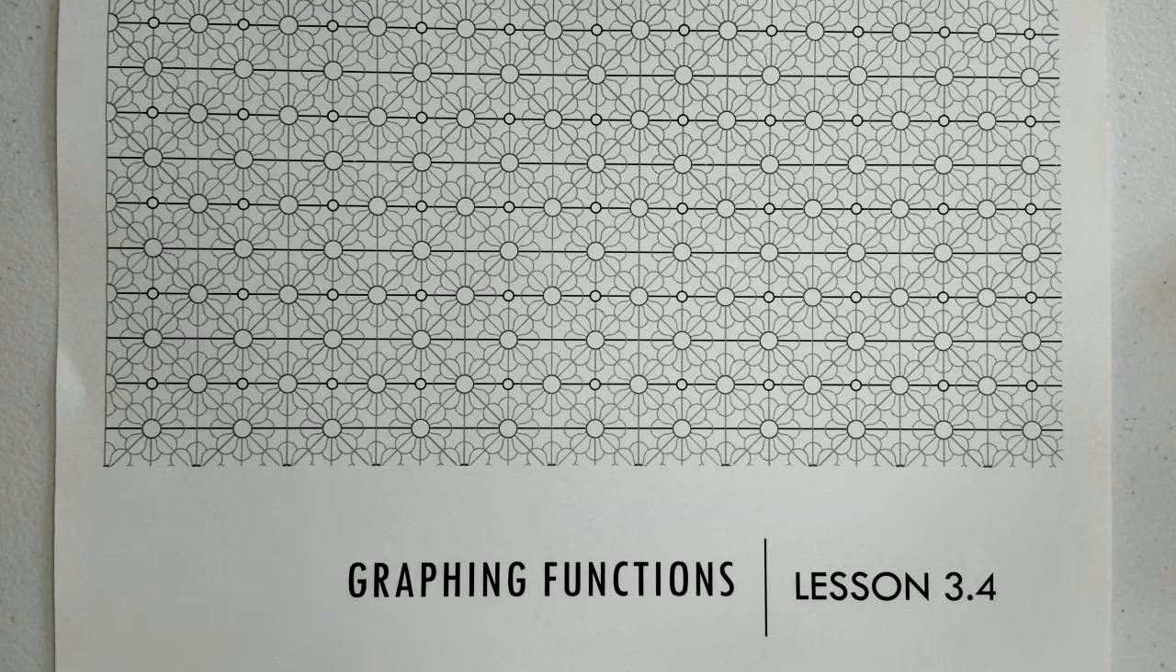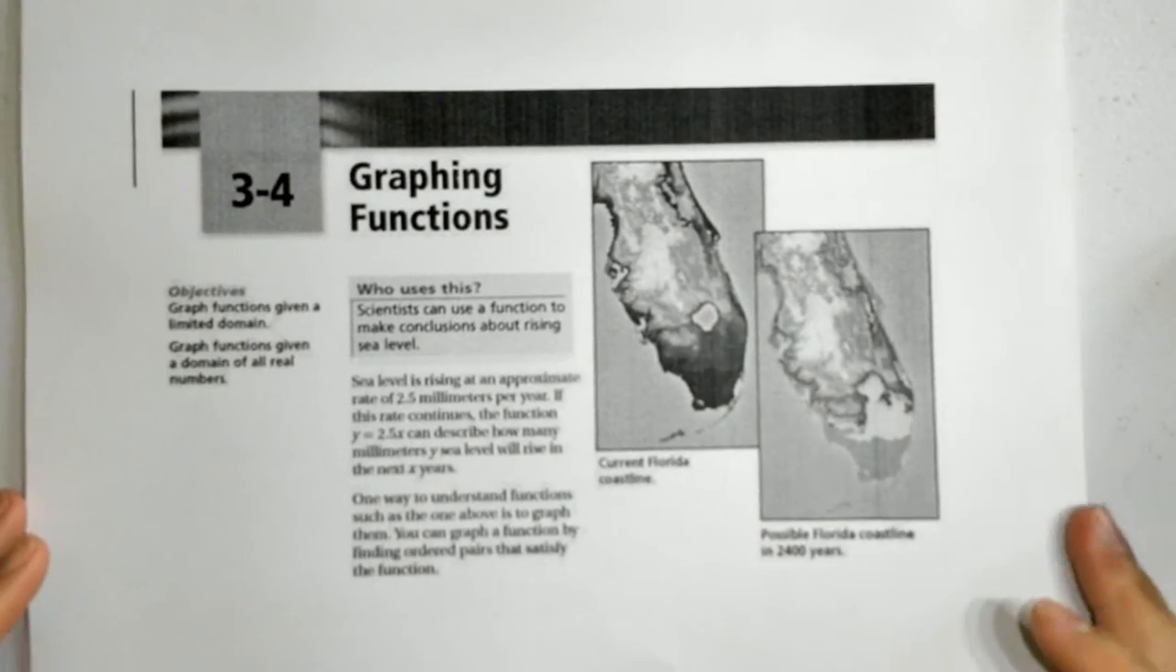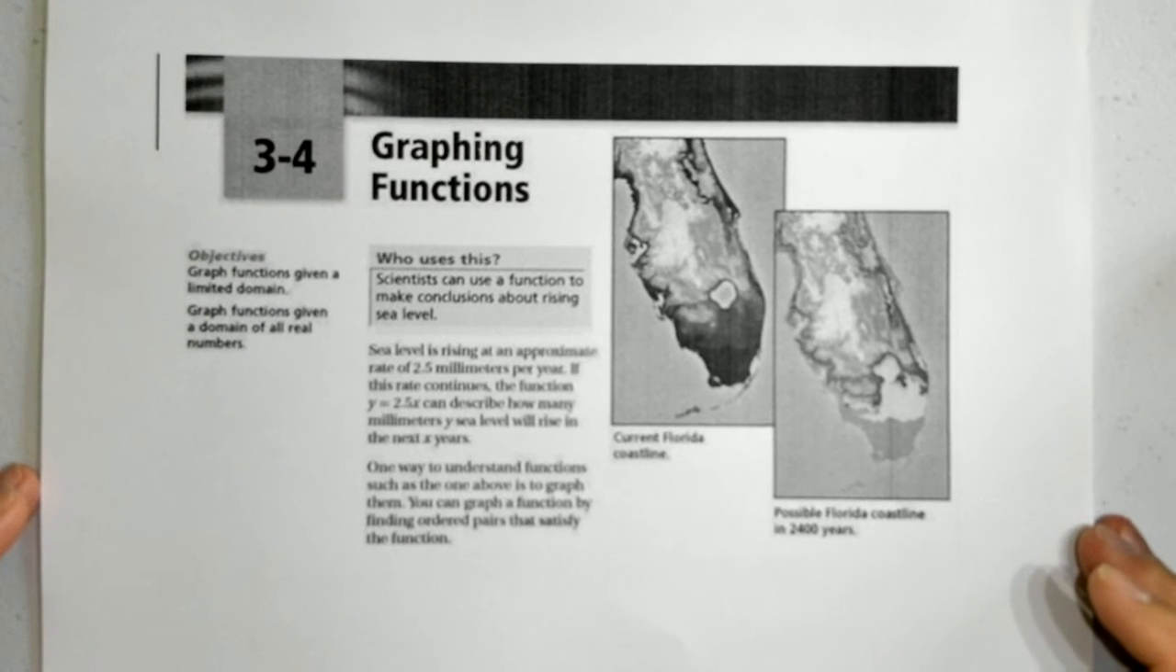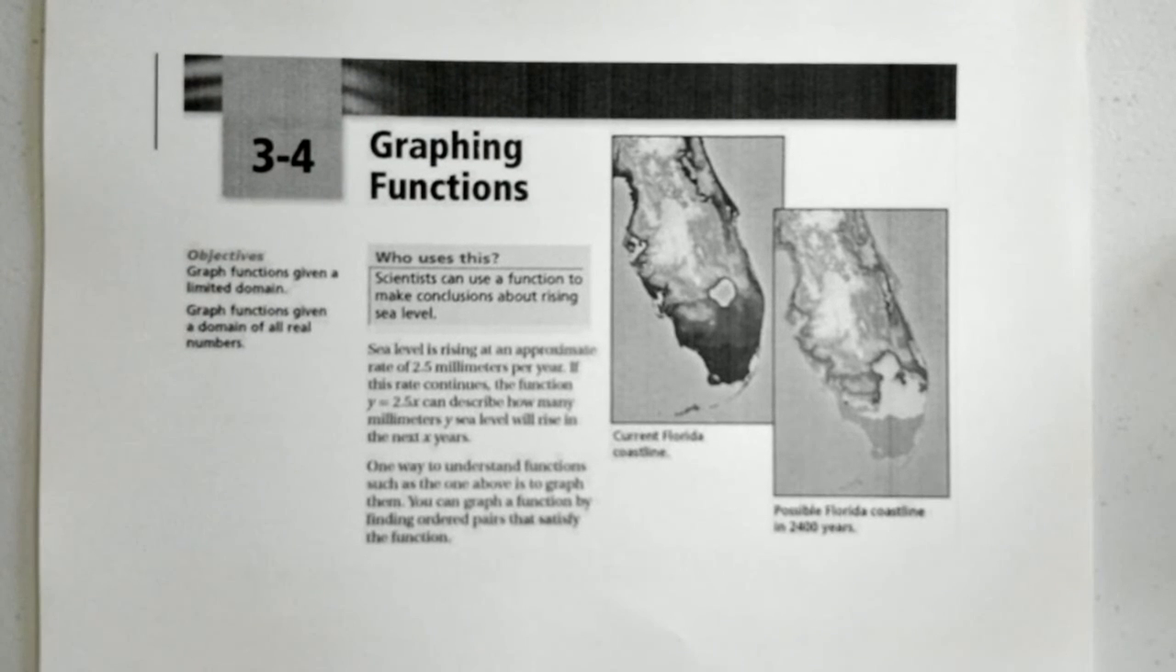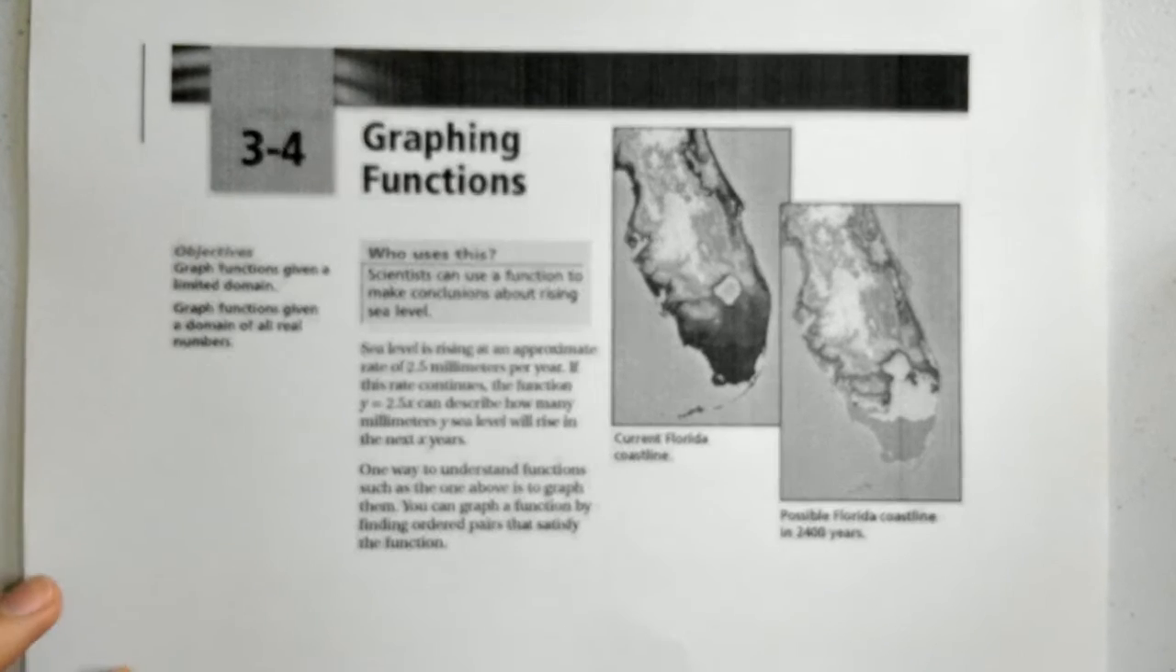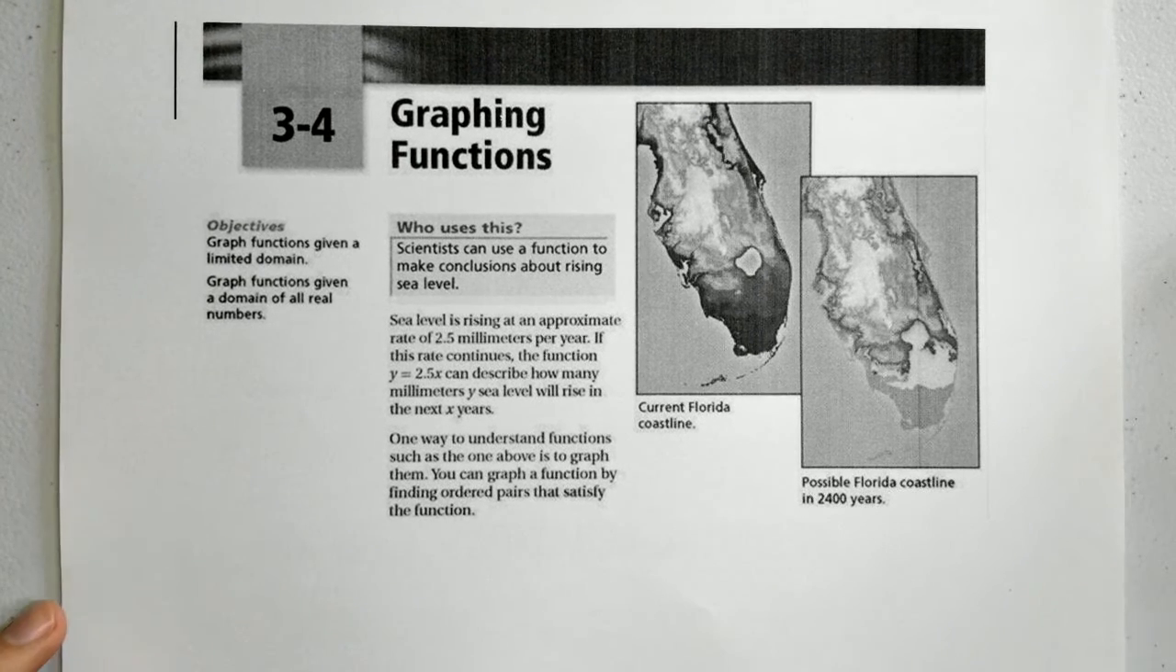Today we're doing lesson 3.4 on graphing functions. In this lesson we are going to graph a function when we're given a domain and a range. Sometimes we're going to be given a limited domain and range, and sometimes it will be just everything, so you'll just graph the function as is without a restriction on what x values and what y values you can use. So that is what we're going to be working out today.